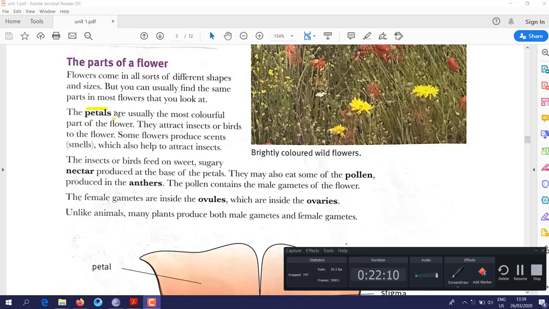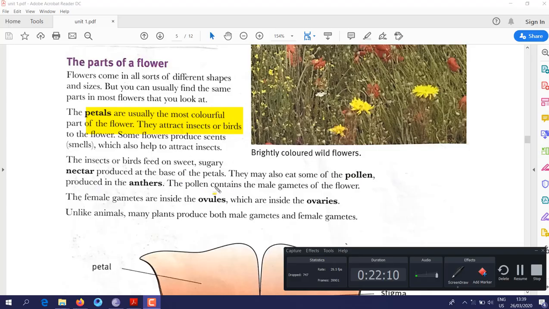Here we will see the function of each part. As we said, the petal is usually the most colorful part of the flower. The function of it is to attract insects or birds to the flower. Then, after that, we have pollen. The insects or birds feed on sweet, sugary nectar produced at the base of the petal. They may also eat some of the pollen.